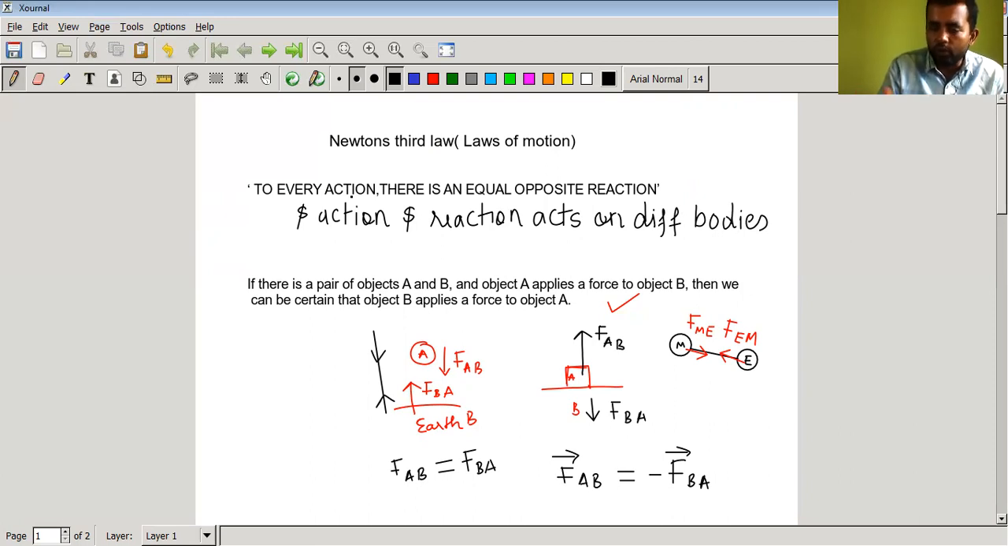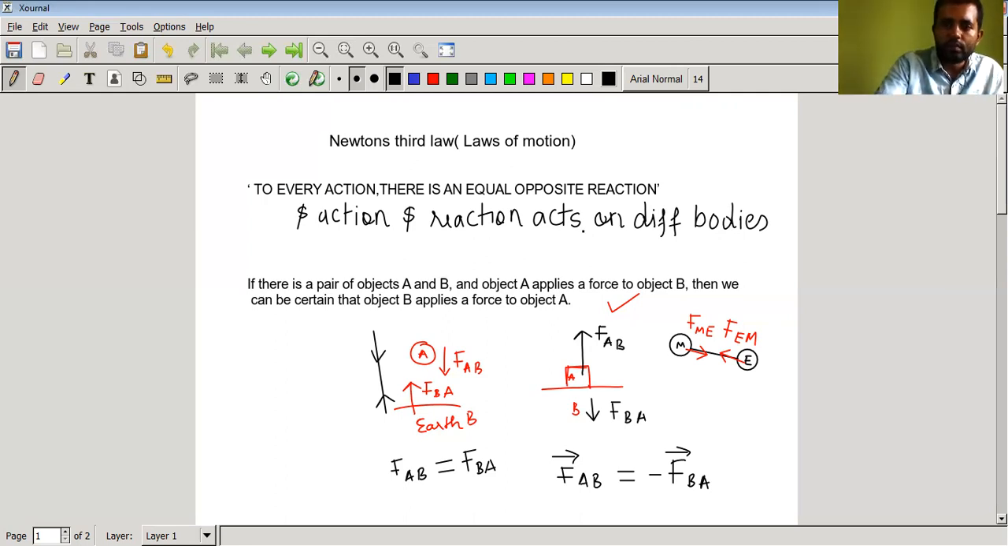Now one more question comes: which occurs first, action or reaction? The answer is they both occur simultaneously. There is no delay in the effect. So this is very important. To every force there is an equal and opposite force, and they act on different bodies. That is very important, and they follow some rules which we talked about.